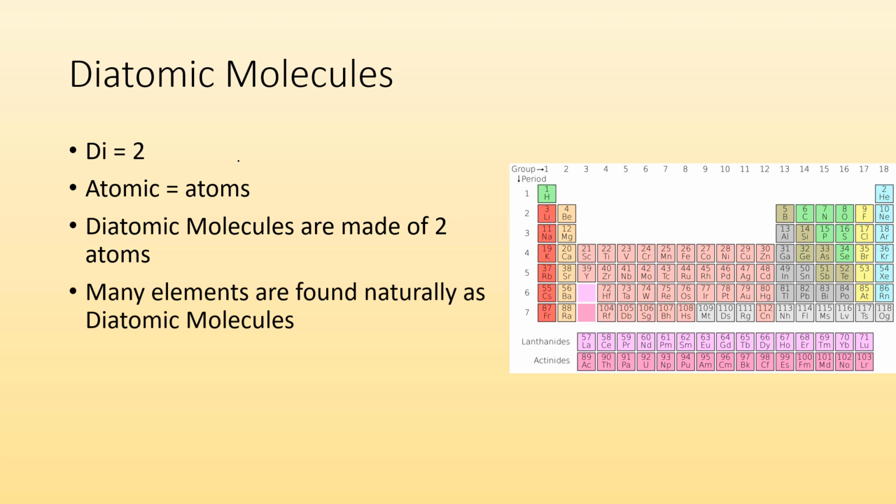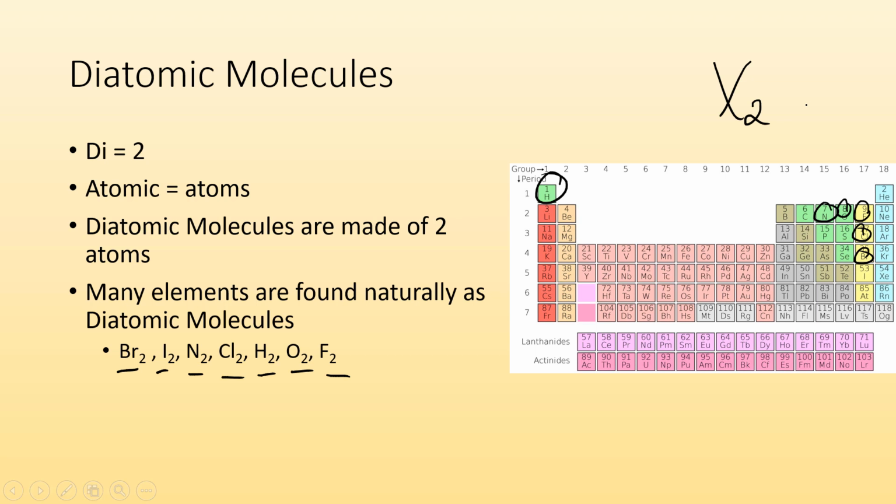Many elements are found naturally as diatomic molecules, and the ones specifically are sometimes called the Brinkelhofs: bromine, iodine, nitrogen, chlorine, hydrogen, oxygen, and fluorine. Whenever you're talking about their elemental form, it's as a diatomic molecule. So hydrogen is always going to be H2. Nitrogen, oxygen, fluorine, chlorine, and bromine are always showing up in pairs.